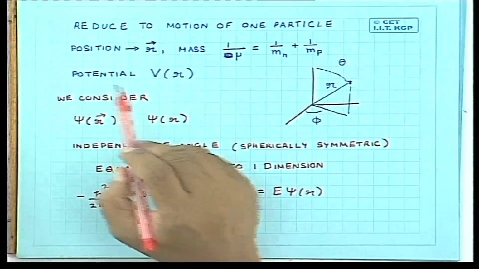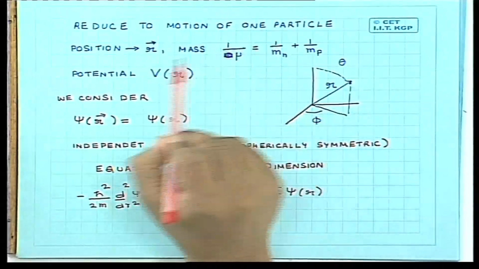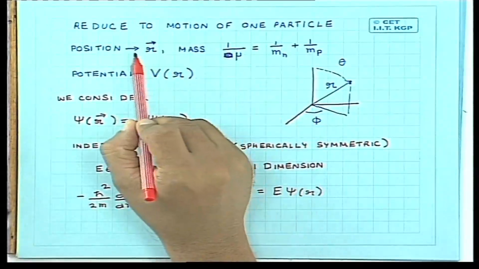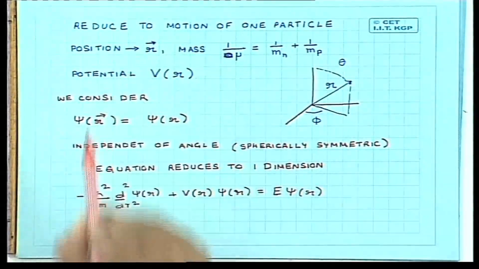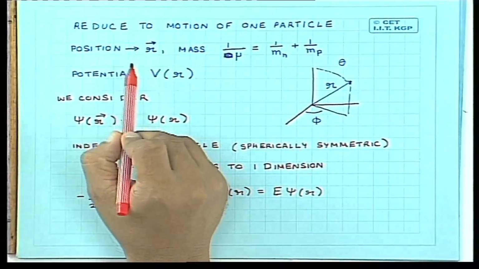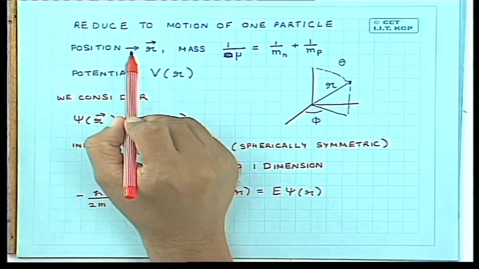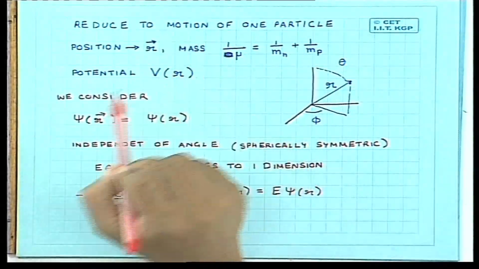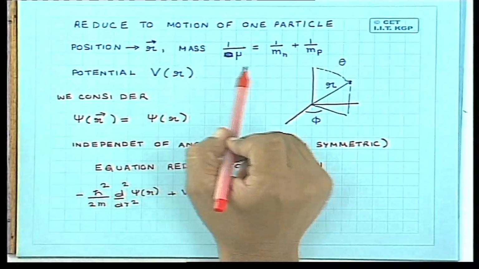And the position, so we have a one particle problem, as if there is one particle whose position is the relative displacement between these two particles. So we can treat the relative displacement as if there was a particle whose position were r. The mass of this effective particle is not the mass of the proton or the mass of the neutron.